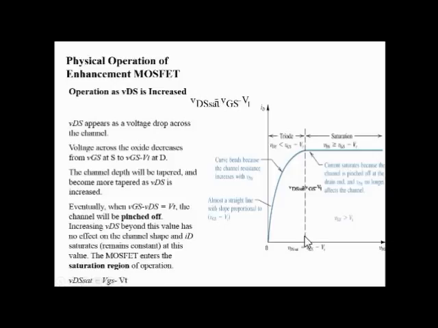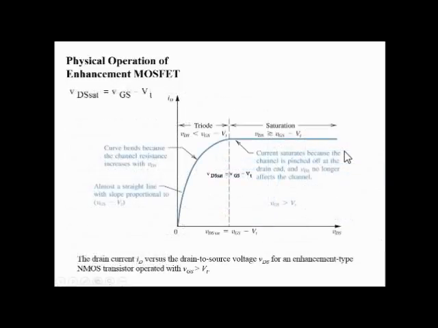And this pinch off voltage line, if you draw a vertical line parallel to the y-axis, or the ID current, then you will get the pinch off voltage line, and this line divides the two regions, that is the triode region and the saturation region. This slide also shows what the triode region and saturation region are. In this part the current saturates because the channel is pinched off at the drain end and VDS no longer affects the channel. That means a constant or a consistent amount of current is flowing. Now in this case the curve bends because the channel resistance increases with VDS.